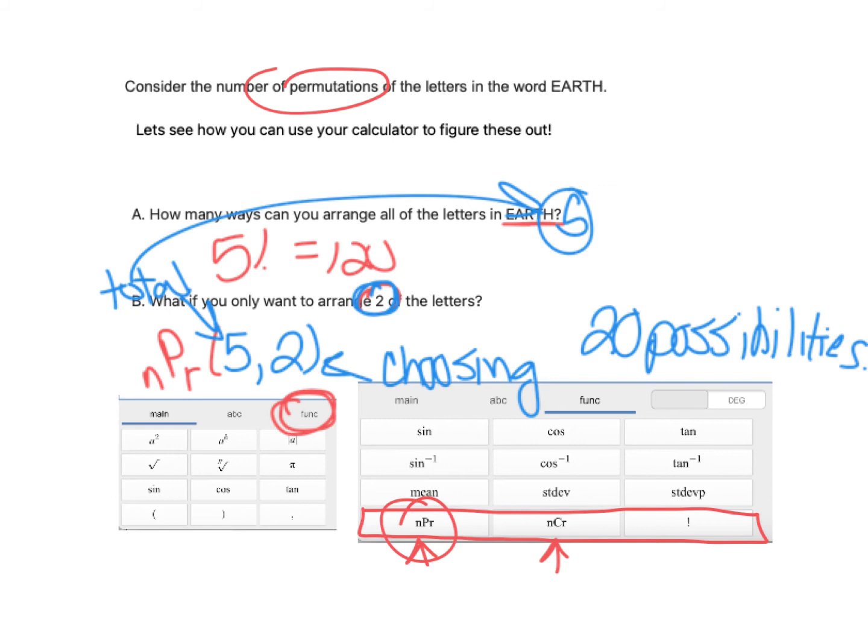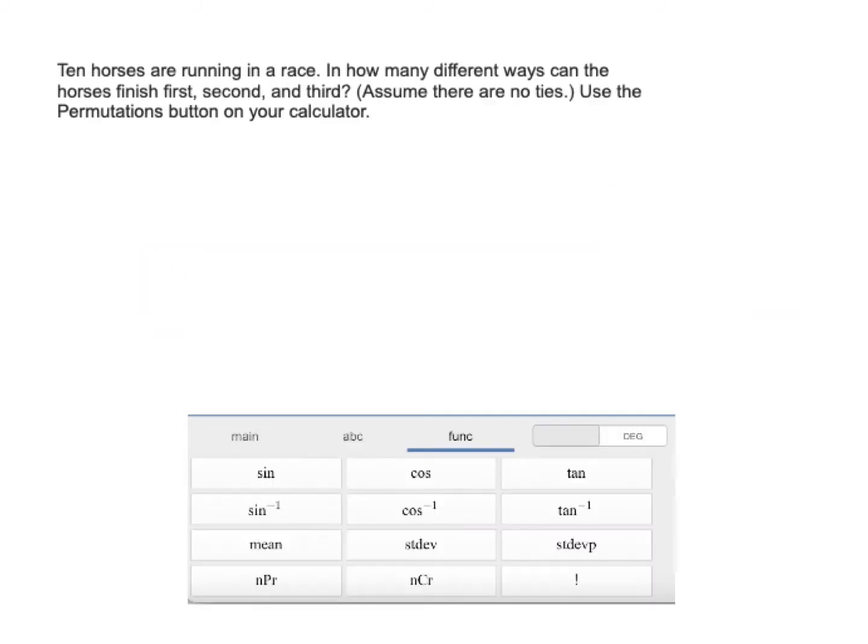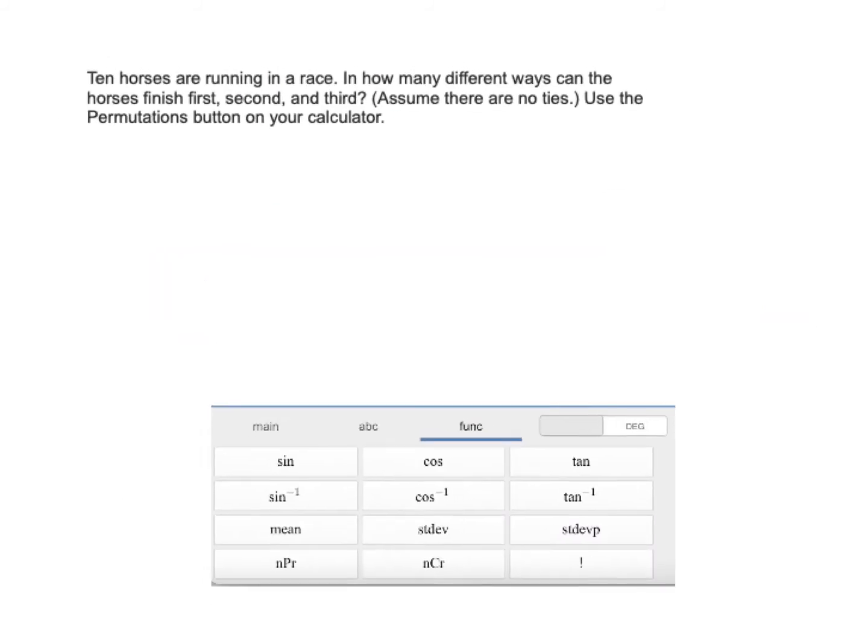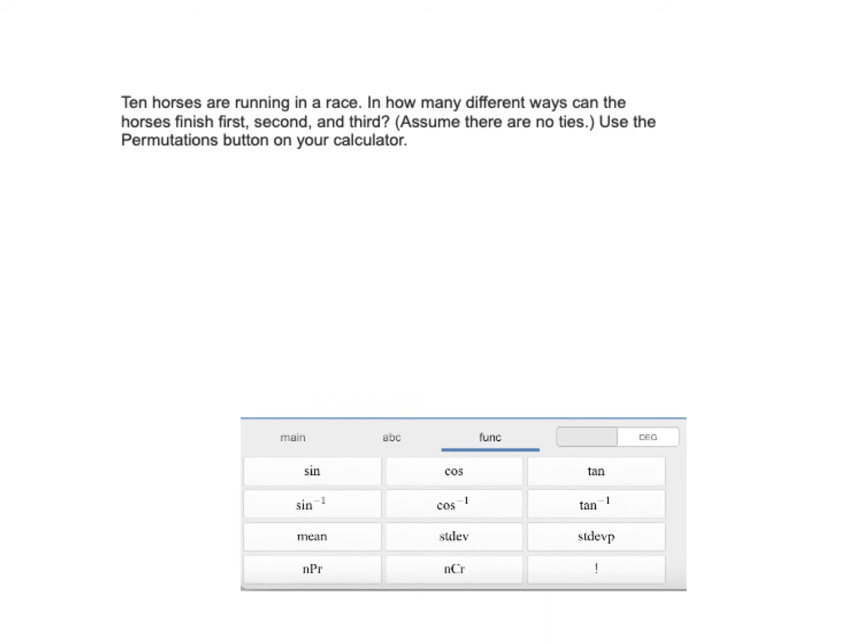Okay, so let's look at another example of this. Another example would be different ways that you could place in something, either a race or a competition of some sort. There's no ties, anything like that. So we have 10 horses. How many different ways can the horses finish first, second, or third?